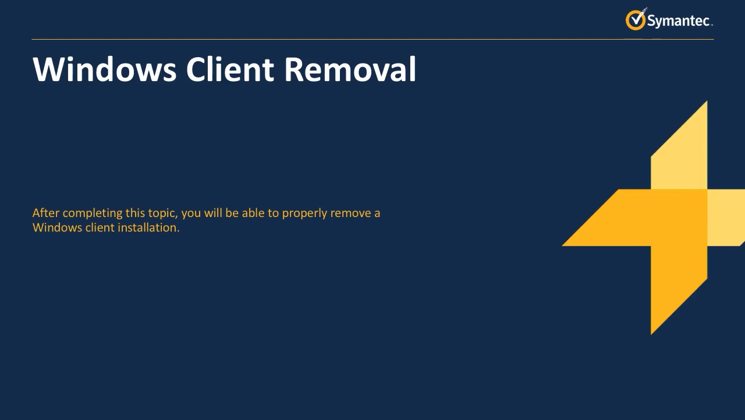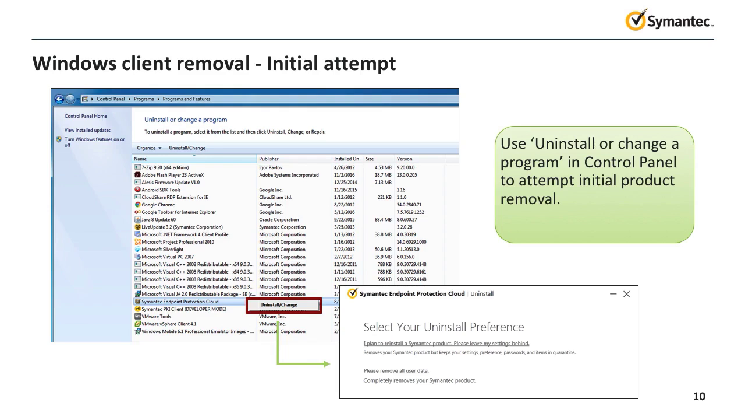This is the Windows Client Removal topic. After completing this topic, you will be able to properly remove a Windows client installation. Should you need to remove an installation of Endpoint Protection Cloud, begin by attempting to directly uninstall the program using the Uninstall or Change a Program option in Windows Control Panel.